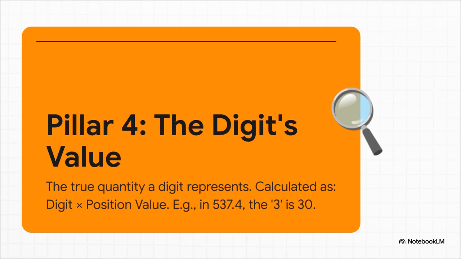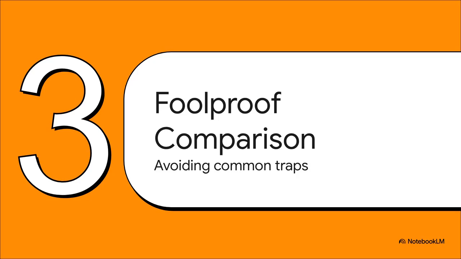And finally, pillar 4, which brings it all home, the digit's value. This is the true quantity, the real power that a digit has inside a number. You just multiply the digit by its position value. So, in our example, 537.4, that 3 isn't just a 3. Its value is 3 times 10, which is 30. And that 4 after the decimal point, its value is 4 times 0.1, which is 0.4. Okay, so now we have our 4 pillars.